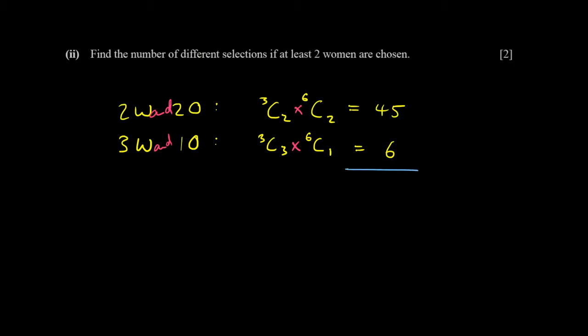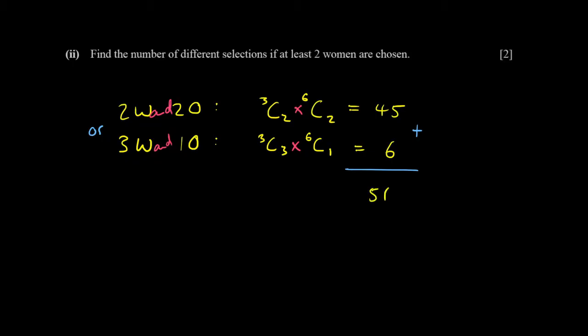Why are we going to add them? Because either we've got the first situation, 2 women and 2 others, or we've got the second situation, 3 women and 1 other. So when we've got 2 different circumstances, A or B, then we need to add. So if we add those together, we will get 51.